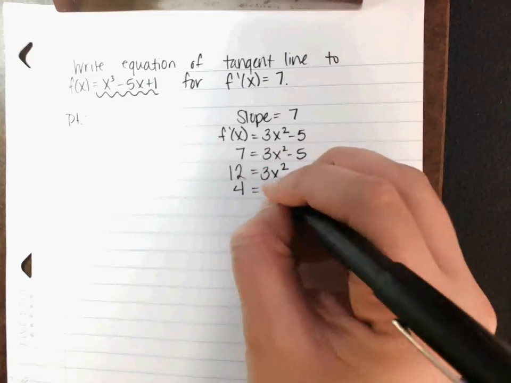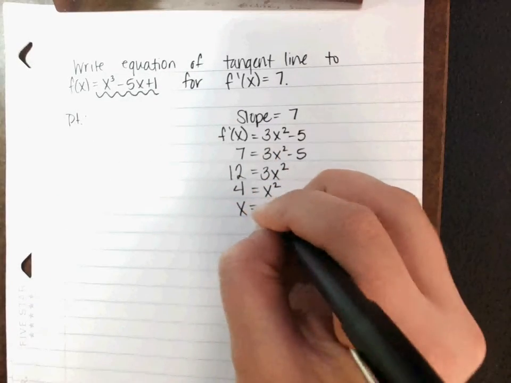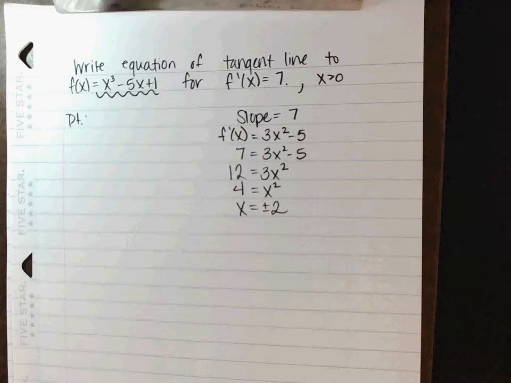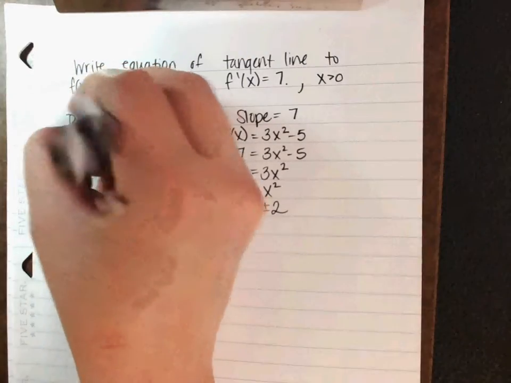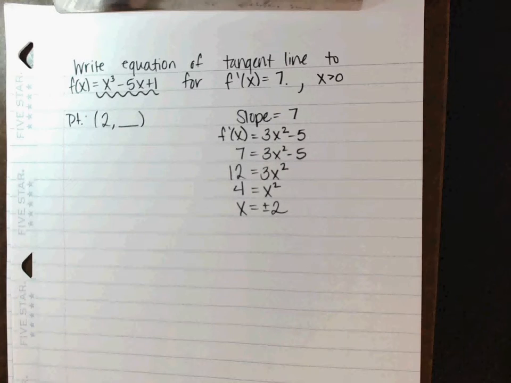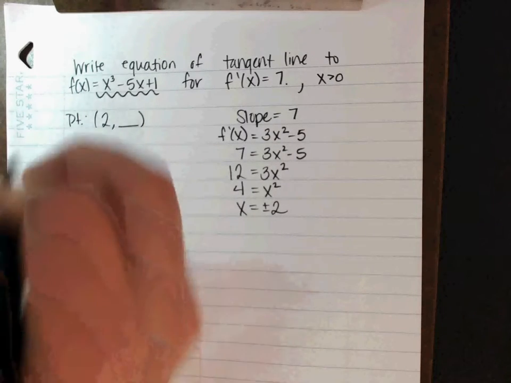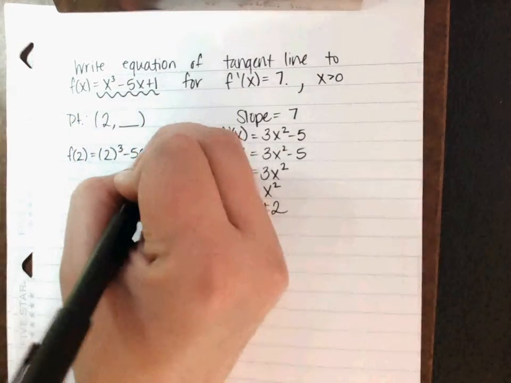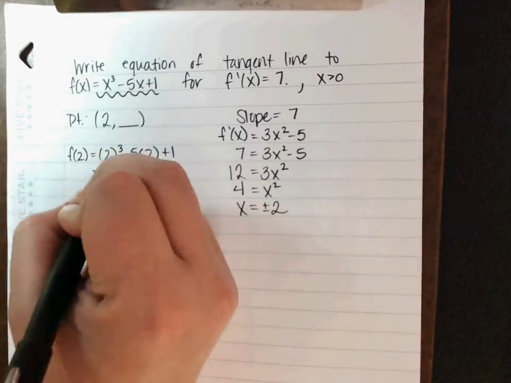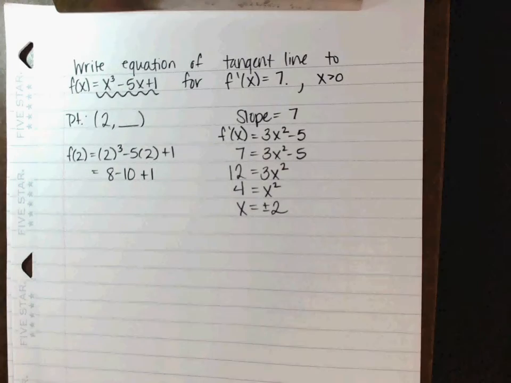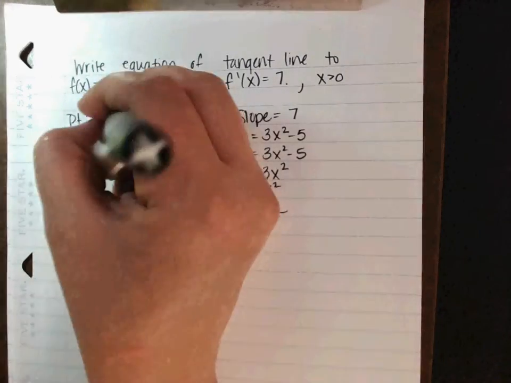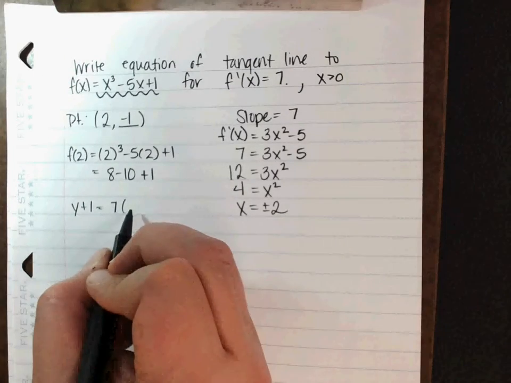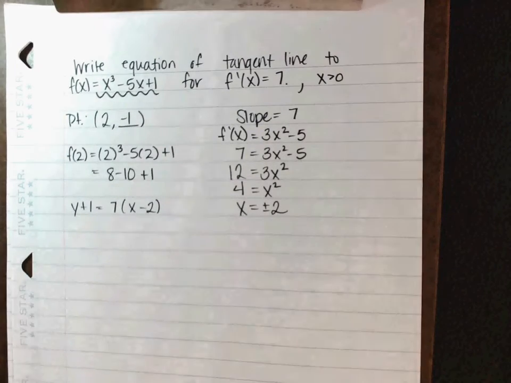4, so x is equal to plus or minus 2. Let's say we have x greater than 0, just so that we can pick one instead of doing both. Let's pick positive 2. How would I get the y value for the ordered pair? Plug into the original equation. So f of 2 would be 2 cubed minus 5 times 2 plus 1. 2 cubed is 8, minus 10 is negative 2, plus 1 is negative 1. And then we write the tangent line: y plus 1 equals 7 times x minus 2. Very good.